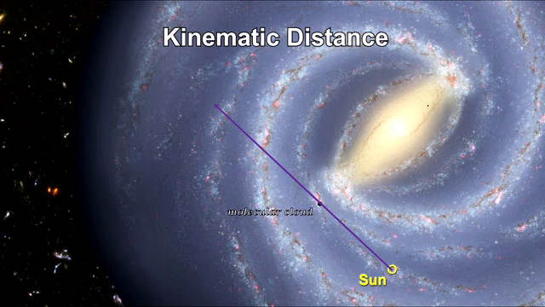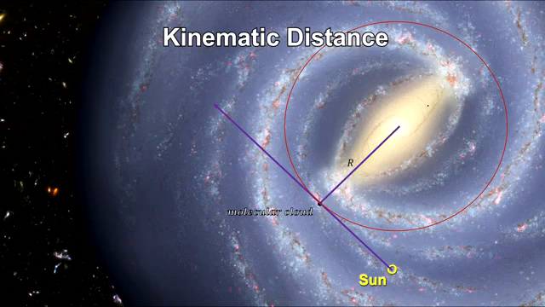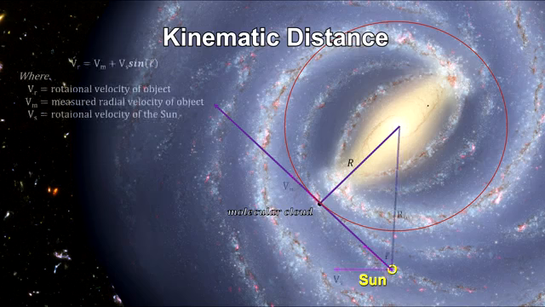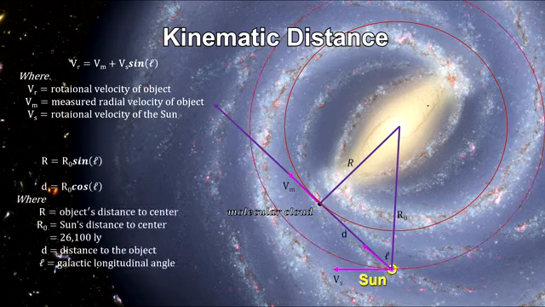At this tangent point, a line to the center will be perpendicular to the line of sight. Here, the radial velocity of the cloud will be equal to its rotational velocity around the center of the galaxy. We can calculate its distance from the center and its distance from us with a little trigonometry.